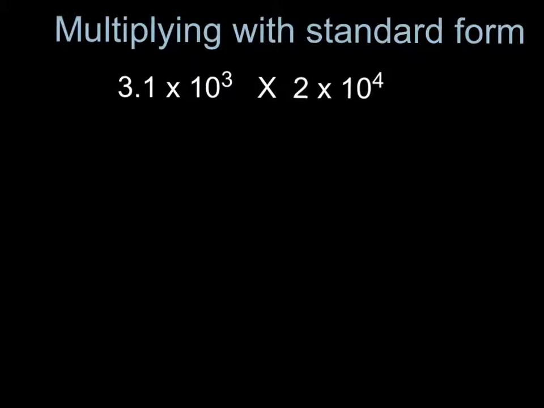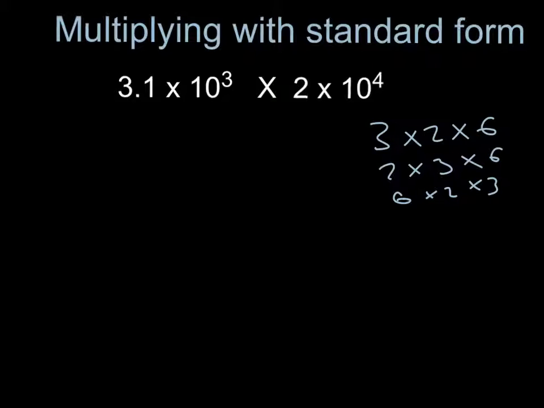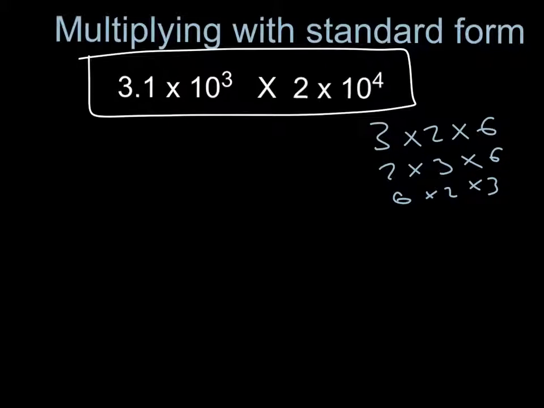Okay, so multiplying with standard form. Before we answer this question, it's important to understand that multiplication can be done in any order. So for example, if you had to do 3 times 2 times 6, that's the same as 2 times 3 times 6, or 6 times 2 times 3, etc. So it can be done in any order. As soon as you understand that, it makes this question much easier to do. And this is because the whole of this question is multiplication. So because I can do it in any order, it makes it easy if I put the numbers together.